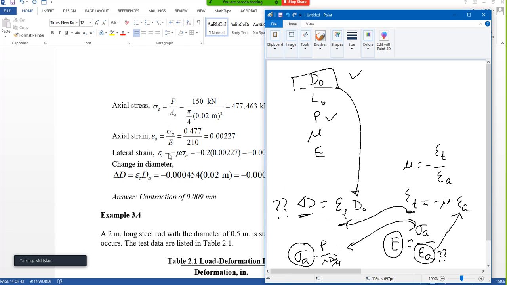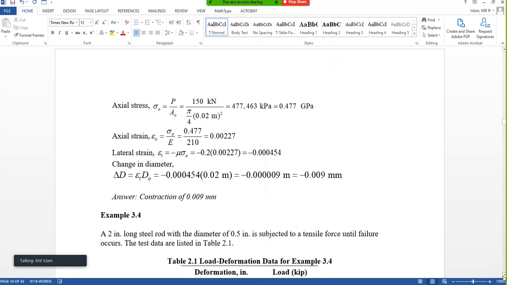Now, if we use the negative sign, negative means the change in diameter is decreasing. Yes, it is a tension test. In a tension test, the diameter will decrease. So hopefully you understood.